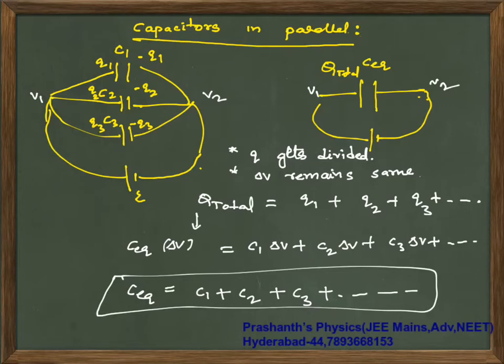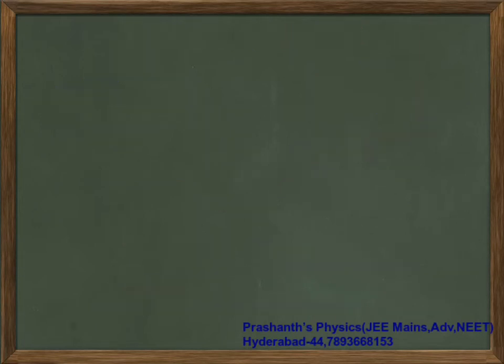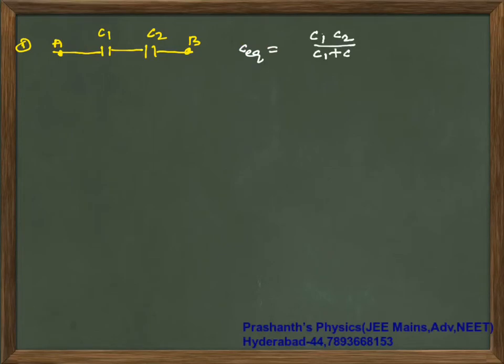So now based on this you will have basic questions. What are the basic questions? I will tell you. If you have two capacitors C1 and C2 in series between A and B, what is the equivalent capacitance? Your answer is C equivalent is equal to C1 C2 by C1 plus C2. You should not write C1 plus C2. In series it is reciprocal. Actually it comes from 1 by C equivalent is 1 by C1 plus 1 by C2. If you simplify this, you are going to get this.